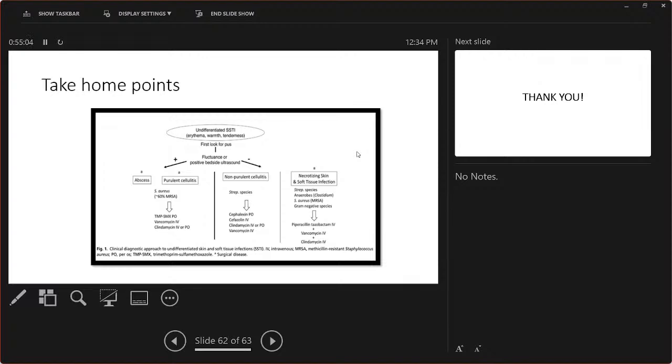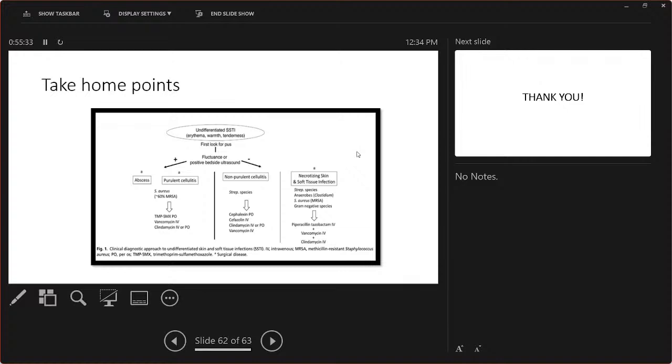Take home point is this slide. Basically, first we should recognize a soft tissue infection. We must differentiate purulent and non-purulent. This will guide our antibiotic treatment. Then the next important point that we should remember is the diagnostic imaging in skin and soft tissue infection.